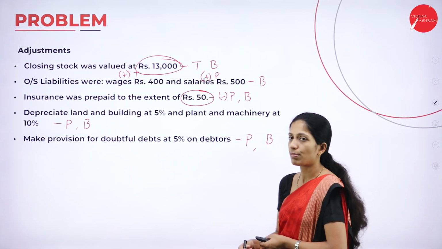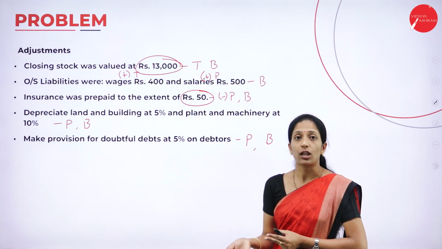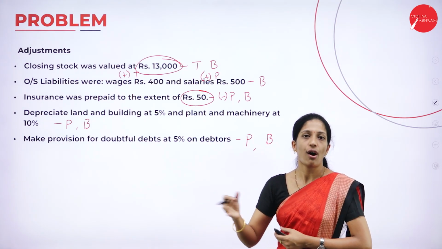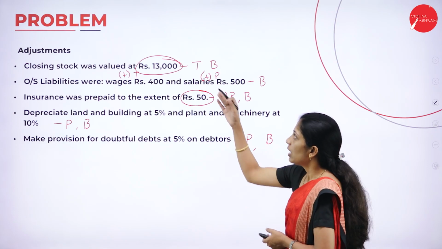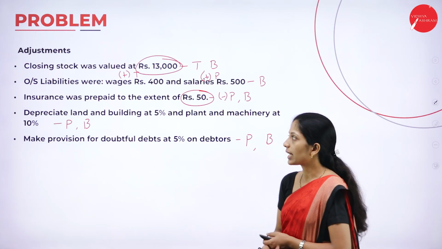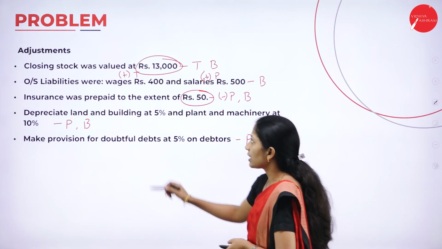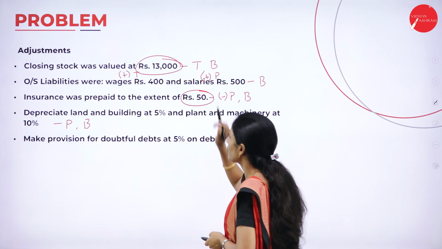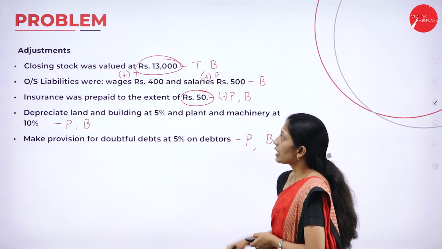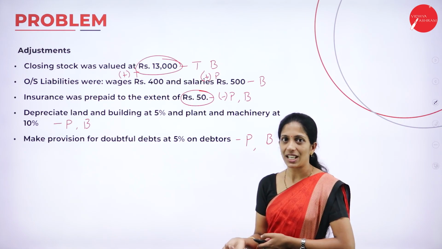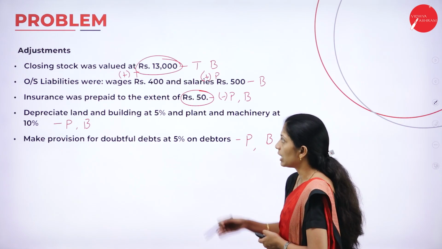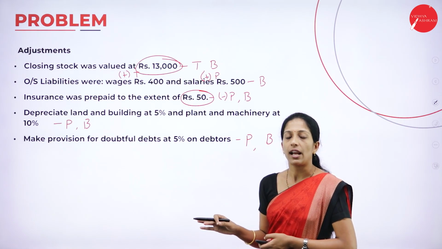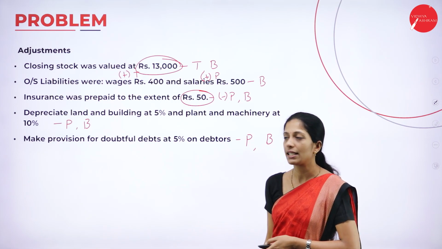Now go through the adjustment. At least once you would have recorded either in trading account or in profit and loss account. Closing stock we have recorded in trading account. Outstanding salary, so we have added to wages and we have added to salary. Insurance we have deducted from the insurance in profit and loss account. Depreciation we have not taken yet, we shall take depreciation in the debit side.